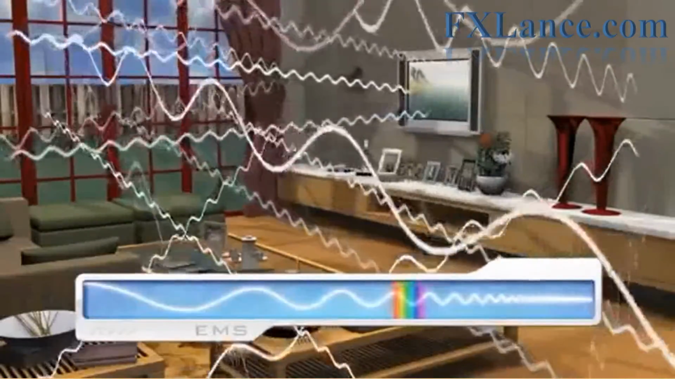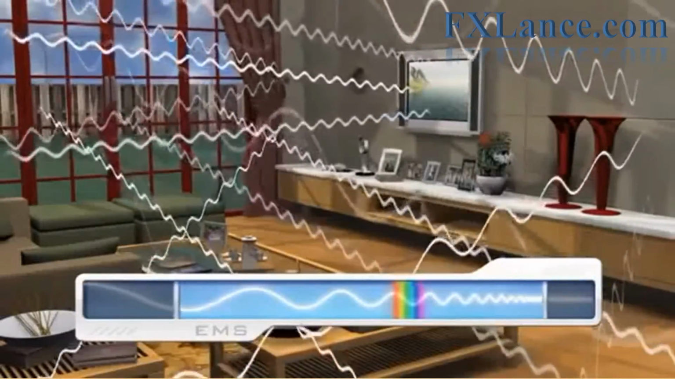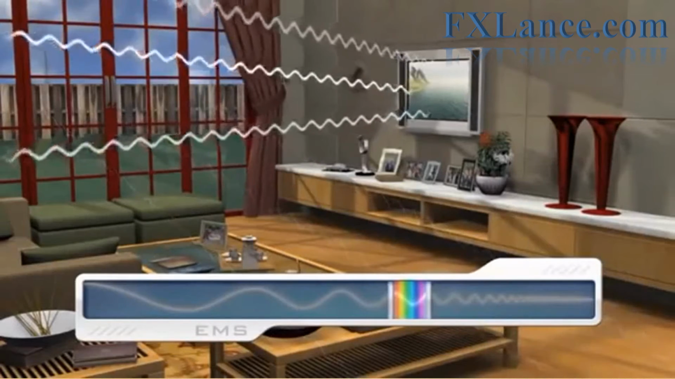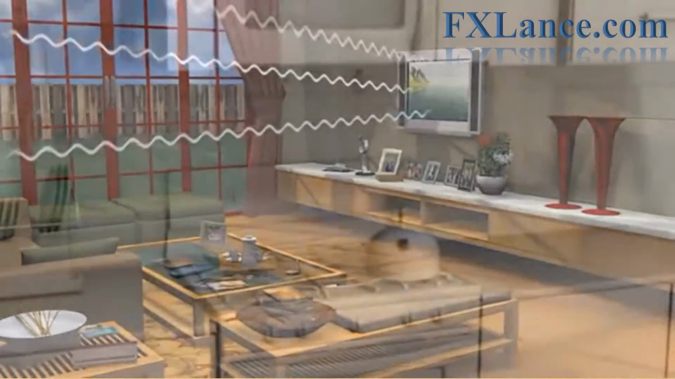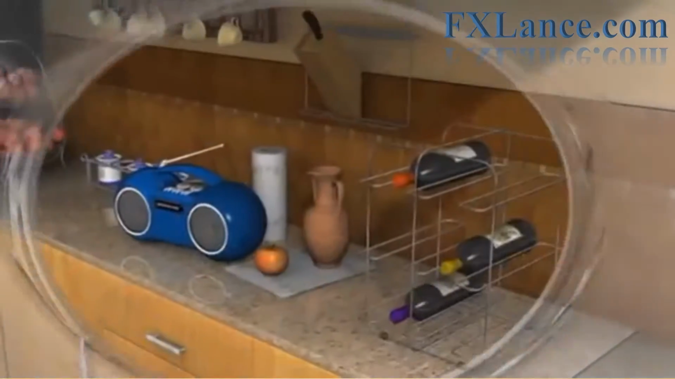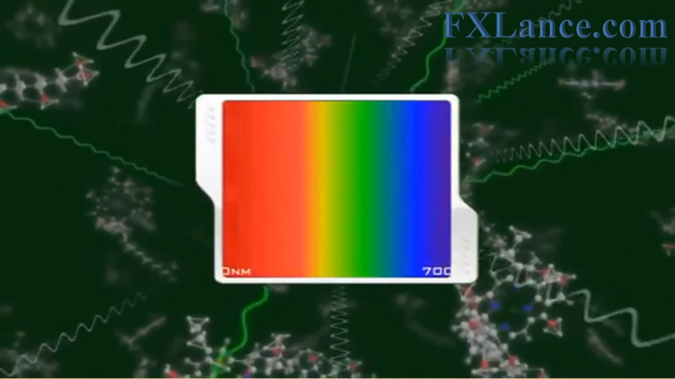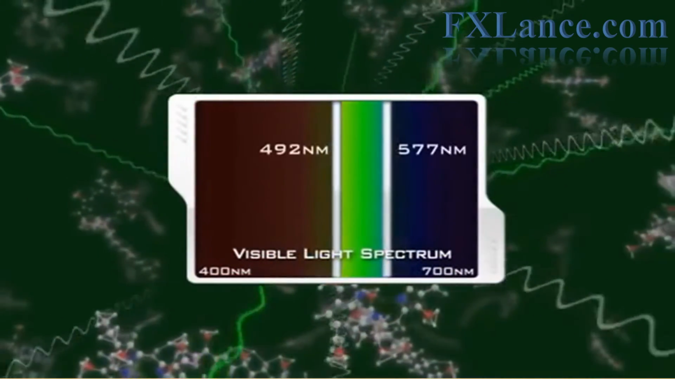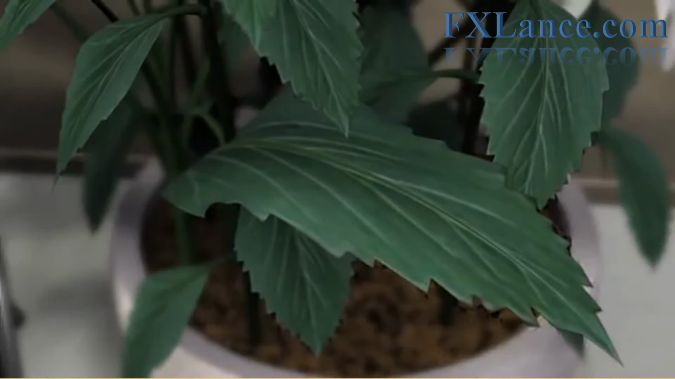Similar to tuning a radio to a specific radio station, our eyes are tuned to a specific region of the EM spectrum and can detect energy with wavelengths from 400 to 700 nanometers, the visible light region of the spectrum. Objects appear to have color because EM waves interact with their molecules. Some wavelengths in the visible spectrum are reflected, and other wavelengths are absorbed. This leaf looks green because EM waves interact with the chlorophyll molecules. Waves between 492 and 577 nanometers in length are reflected, and our eye interprets this as the leaf being green.